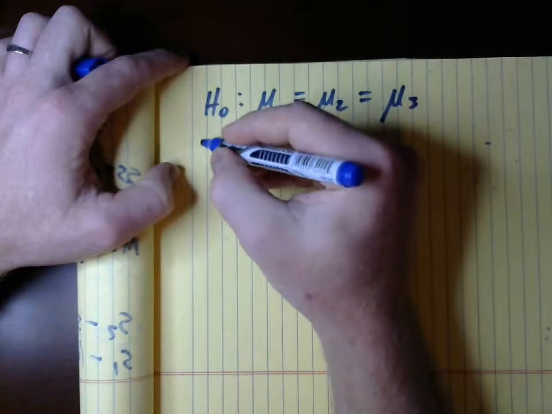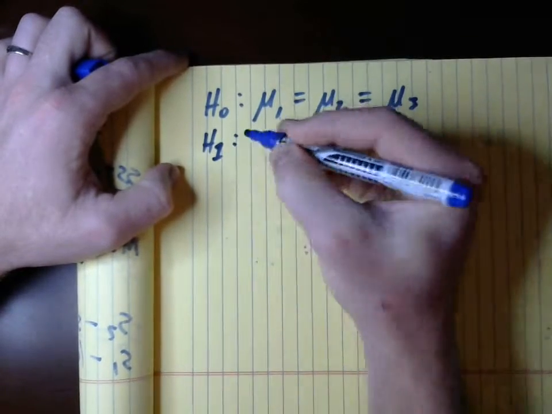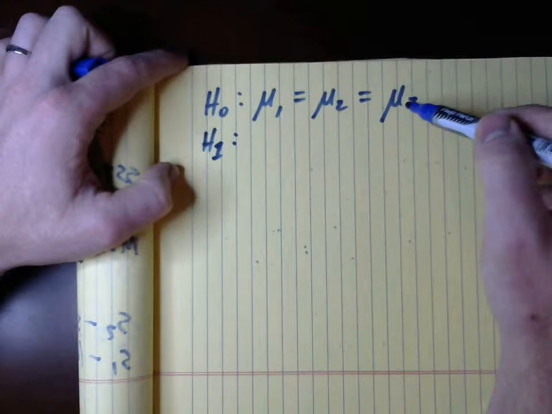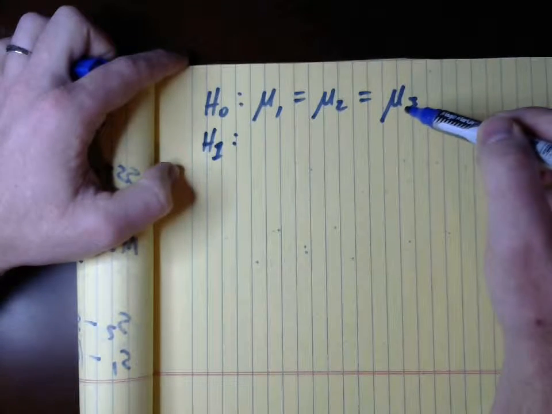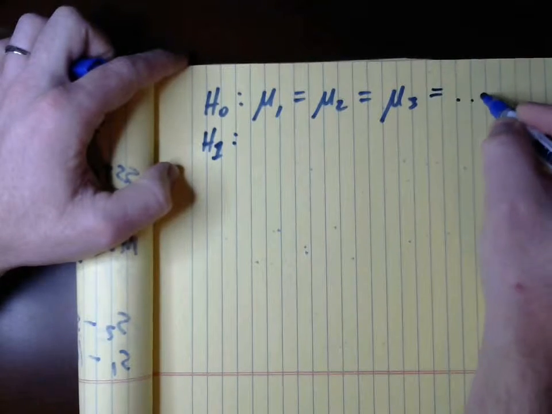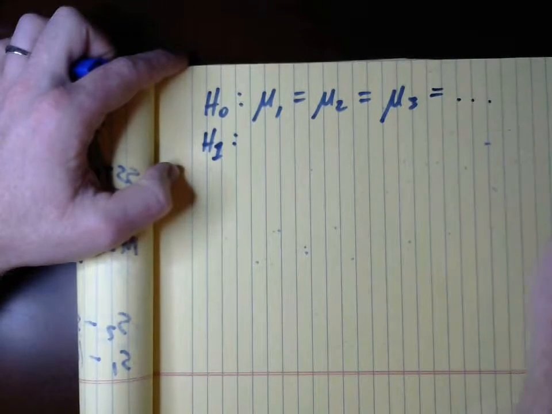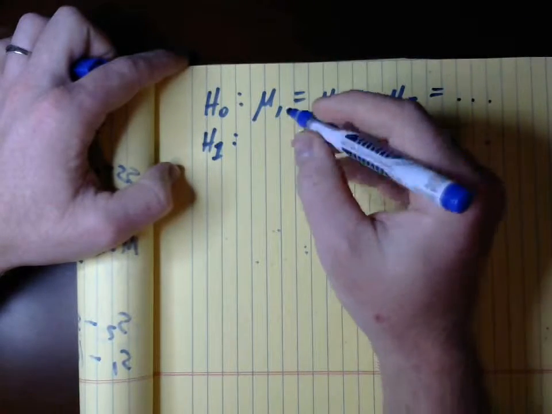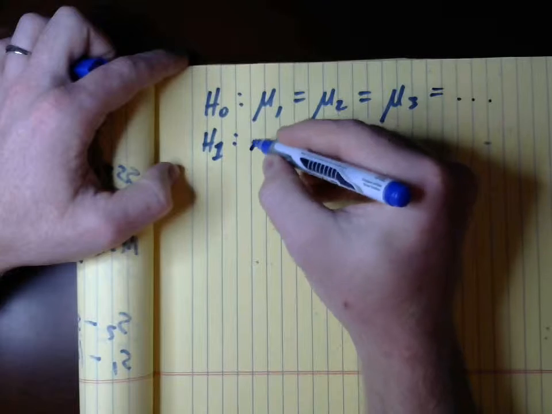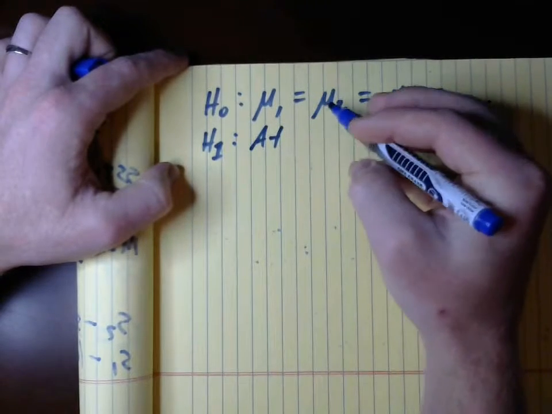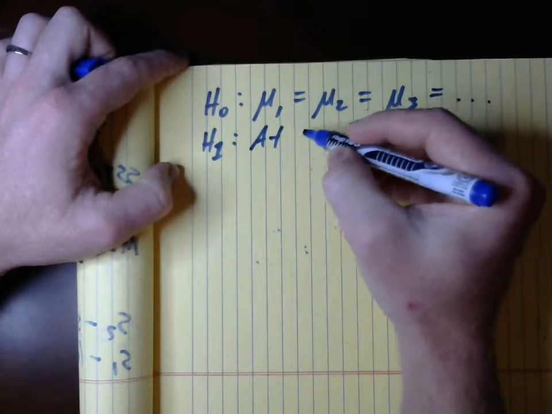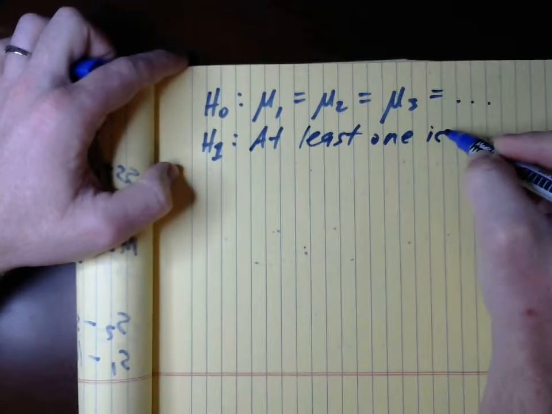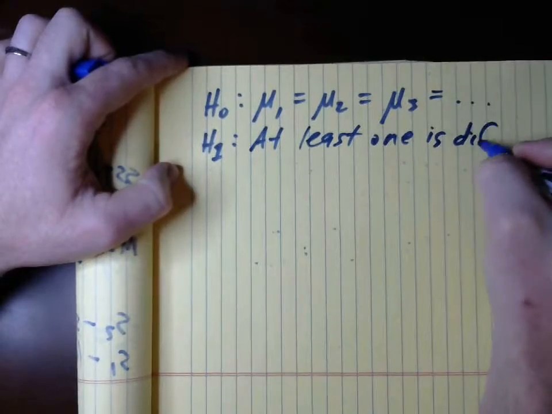And similar to when we were doing proportions, remember we did P1 equals P2 equals P3. And it could actually be more, depending on the example you're doing. You can have 4, 5, 6, however many means. But the alternative is always the same. It's the opposite of this: at least one is different from the others. At least one is different.